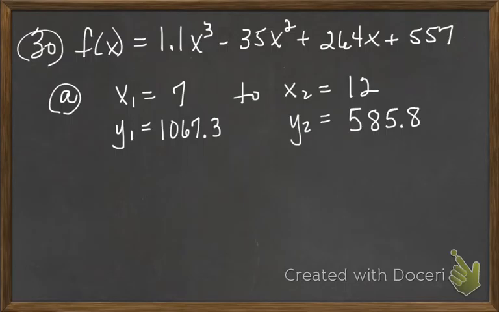Does anybody know how to get to the third power? You use the upside down V. That's the power key. Everybody good with that?